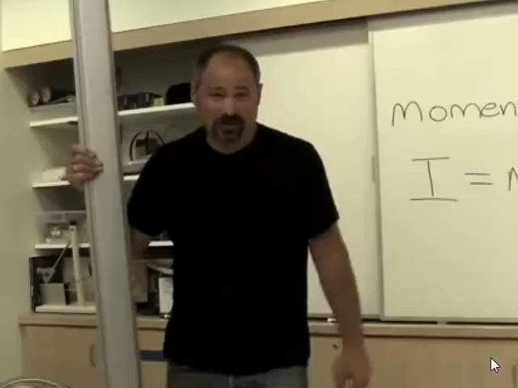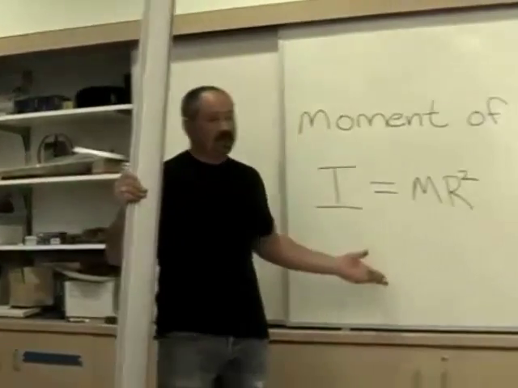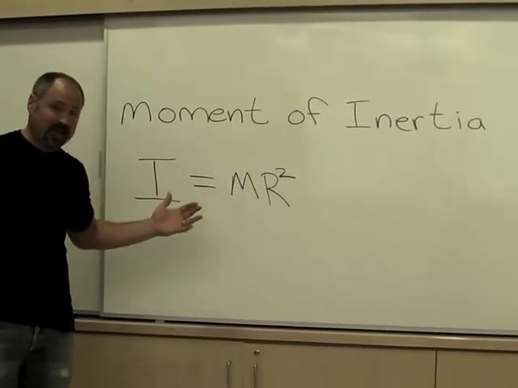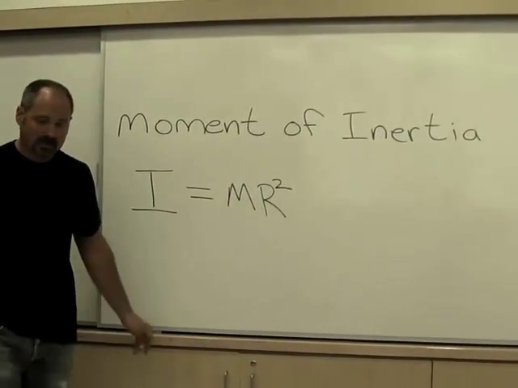Moment of inertia? Well, you've all seen the formula, it's the mass times the distance the mass is from the rotation axis squared. But what is it?